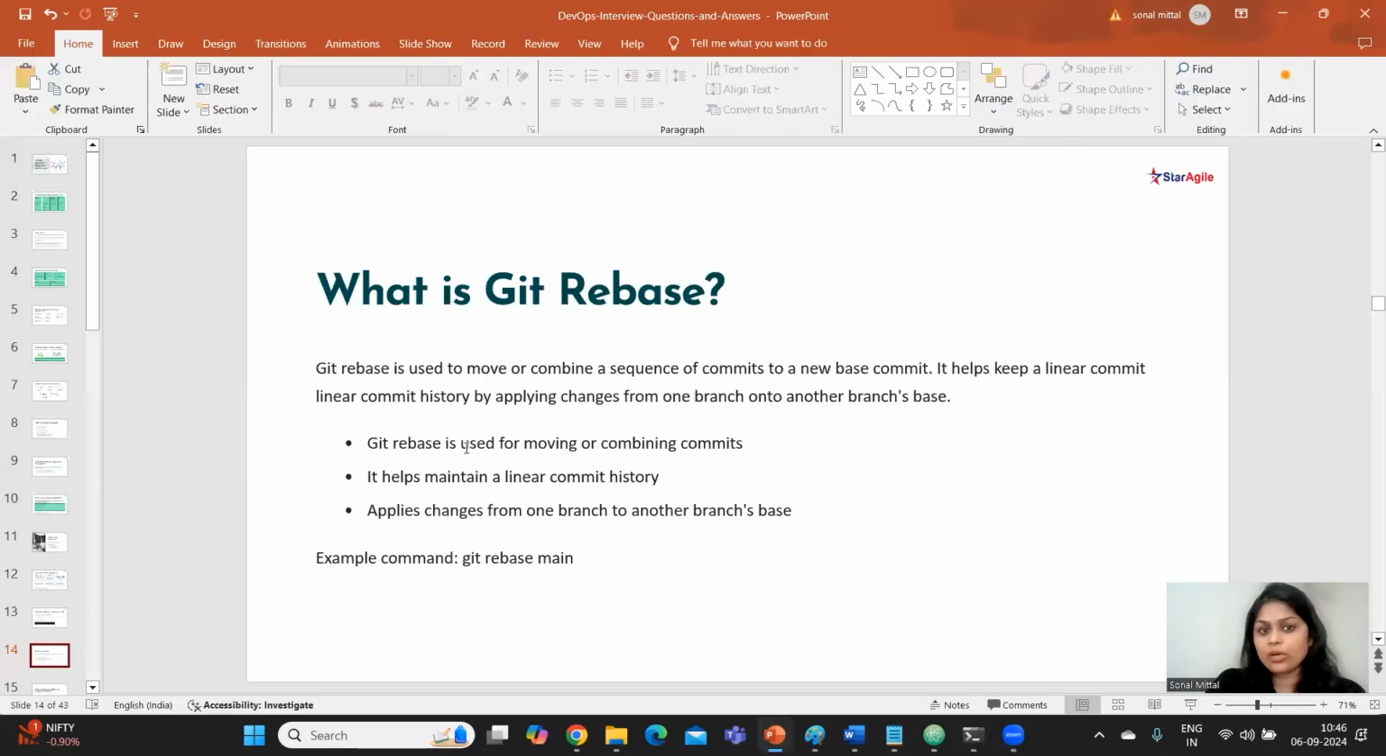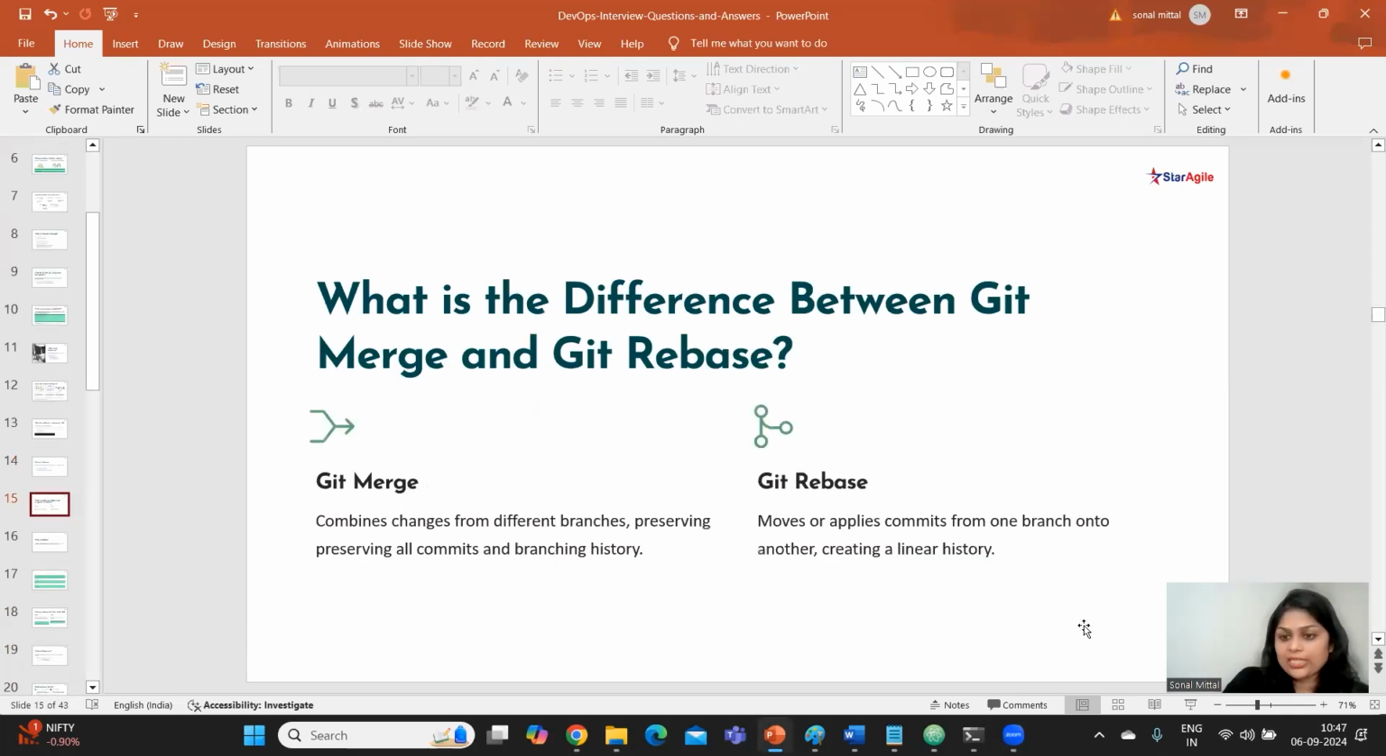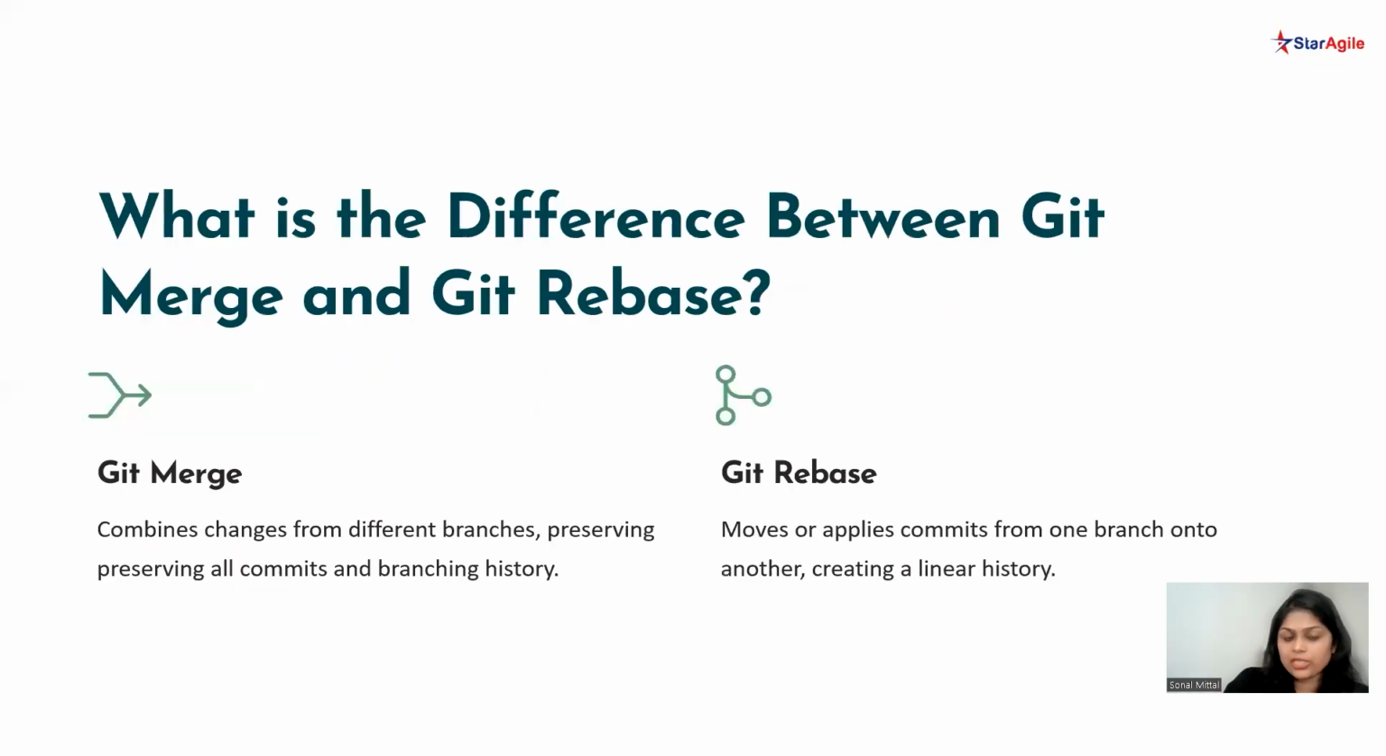It is used to move a combination of commits from the master branch to the feature branch. It maintains a linear commit history. It applies changes from one branch to another branch, so this applies changes from the base branch to the feature branch. Okay. So we have seen the explanation of the rebase. And you are now clear between what is rebasing and what is merging.